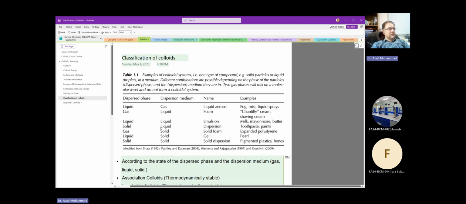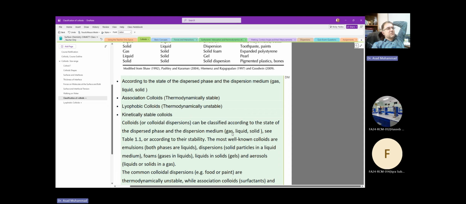Then we have solid in liquid dispersion. We have toothpaste and paints. Then we have gas in solid, where we have solid foam, expanded polystyrene, etc. We have liquid in solid, a gel. And then we have solid in solid, solid dispersion, like pigmented plastic, etc. So it means that a colloid will be decided on the basis of the state of the dispersed phase and the dispersion medium, whether it is a gas, liquid, or solid.